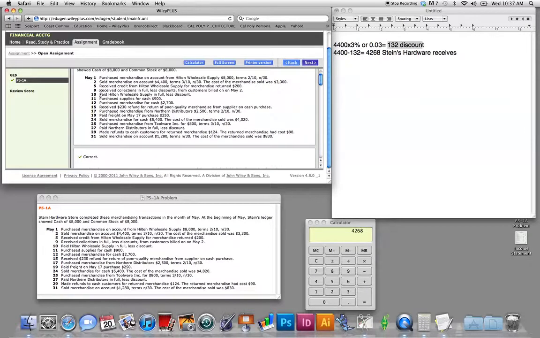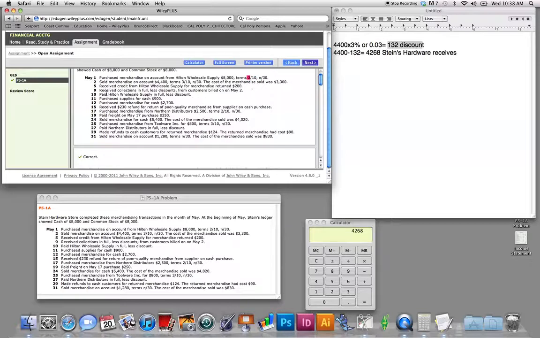our next transaction, which was on May 10th, and we actually paid Hilton Wholesale Supply in full minus our discounts. Now, we have to go back and see what the terms were for that purchase in order to calculate the discount. So we purchased the merchandise on the account for $8,000, and we paid this amount before the 10 days was up. So we are going to receive a 2% discount.